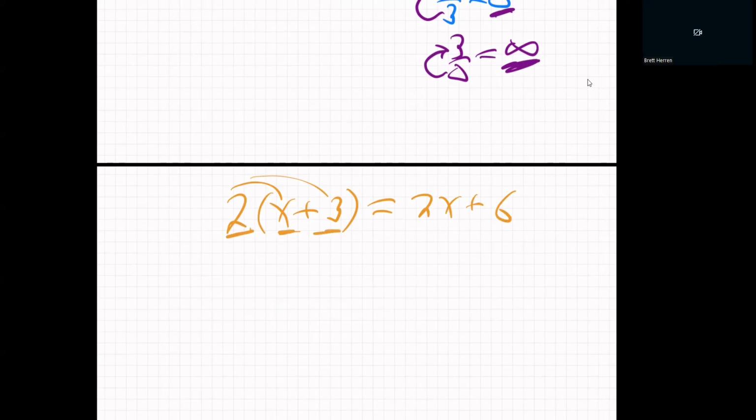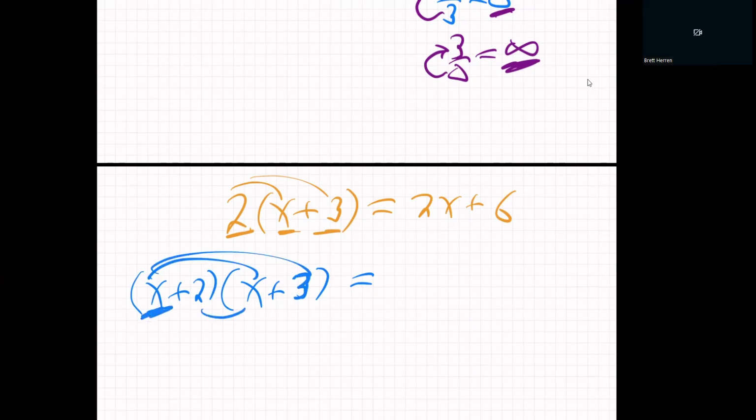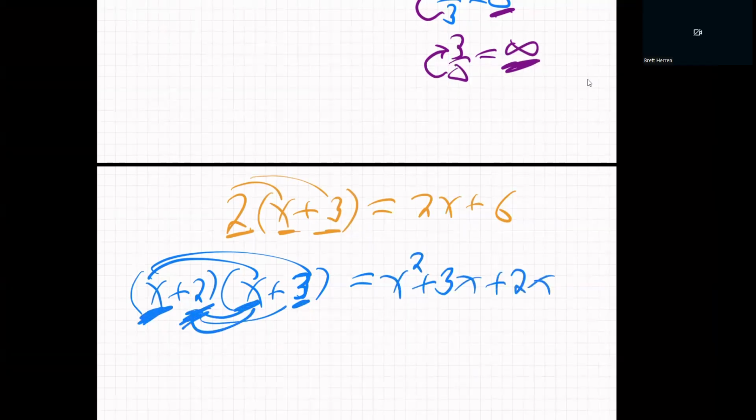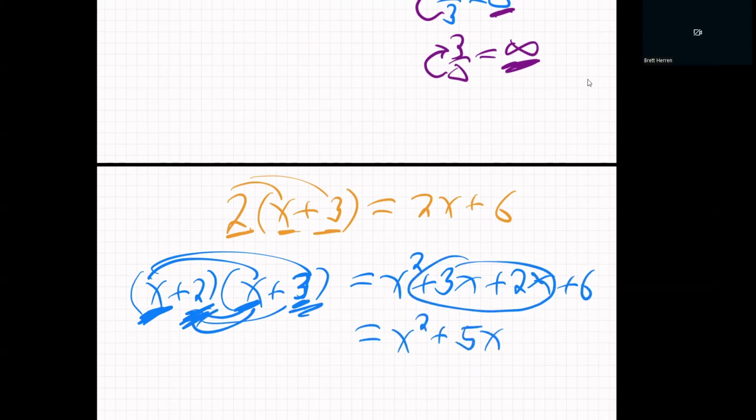Okay, so then what if you have an x plus 2 and an x plus 3? What if you have two things like that? Well, first the x goes to both, and then the 2 goes to both. They take turns. They both distribute. So first the x times x is x squared, x times 3 is 3x, and then the 2 times x is 2x, and then the 2 times 3 is 6. And then these two in the middle make 5x. And there we go. So that's how you multiply two binomials.